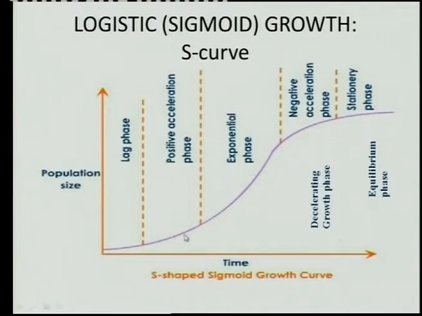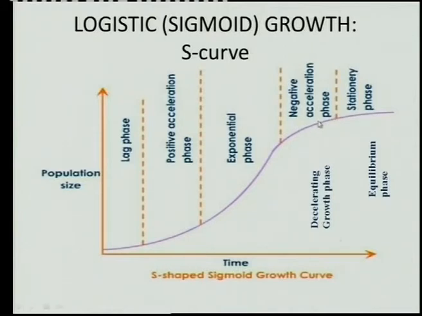And then you can see as they settle in and find their shelters, etc., there's a positive acceleration phase, and all of a sudden there is a rapid increase, which is referred to as the exponential phase. And up to there it's very much like a J curve, but then see what happens. Then you can see the increase is decreasing all of a sudden.